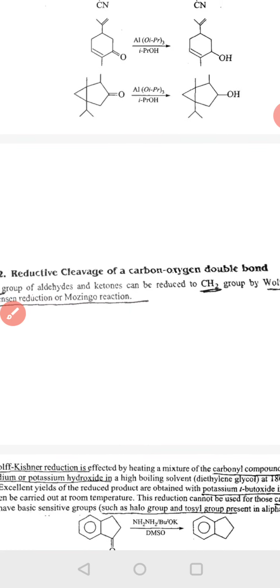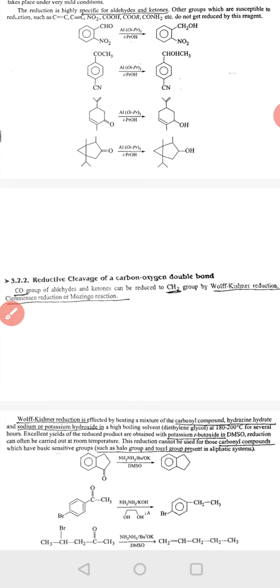Next, we are going to talk about reductive cleavage of a carbon-oxygen double bond. Earlier, in the hydride transfer reduction, C=O of aldehydes and ketones are converted to primary alcohols and secondary alcohols respectively. But in reductive cleavage of carbon-oxygen double bond, the C=O group of aldehydes and ketones is converted to a CH2 group, and this occurs through Wolff-Kishner reduction and Clemmensen reduction.